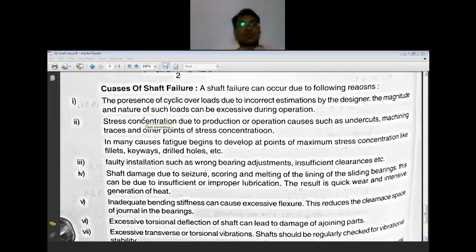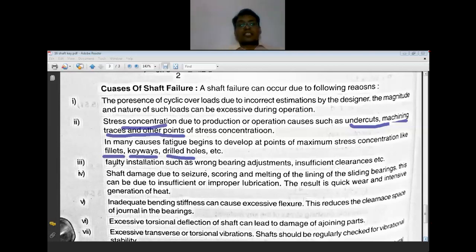Then stress concentration is one factor due to production or operation causes such as undercuts, machining, and tool traces, and other points of stress concentration. In many cases, the failure begins to develop at a point of maximum stress concentration, such as keyways, drilled holes and fillets. Failure occurs at these weaker sections in the general case.